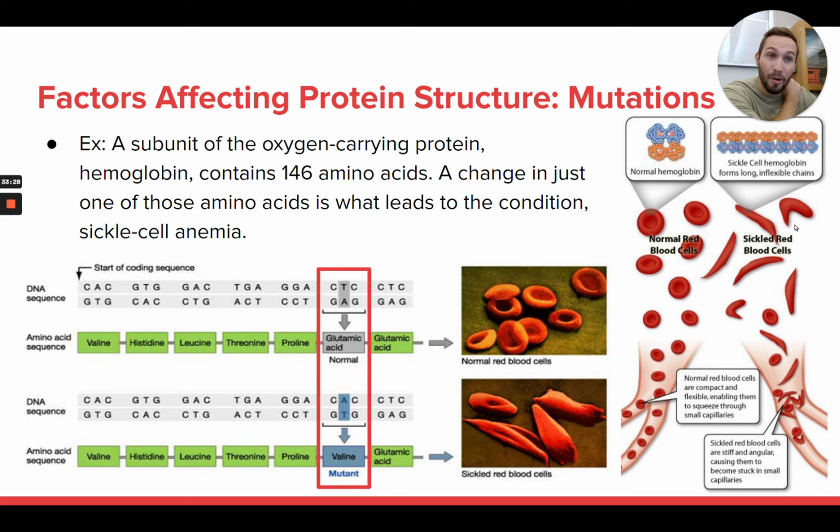And these do not carry oxygen very well, and they clog your veins and your arteries sometimes, and it's not good. And so that creates a certain condition that these people now have, which is not ideal. And that's because of this protein not folding correctly, and it's not folding correctly because of this mutation, which is affecting its primary structure and then ultimately its secondary, tertiary, and quaternary structure that it's supposed to take on.